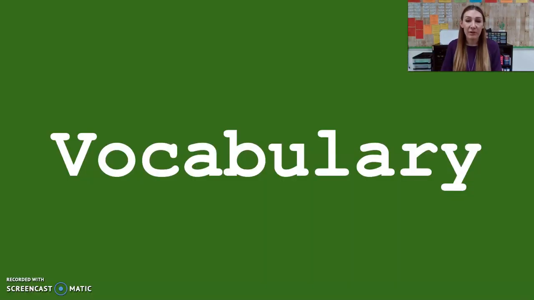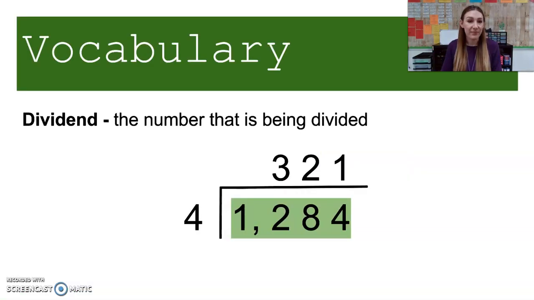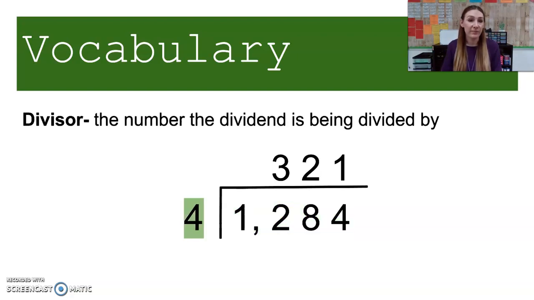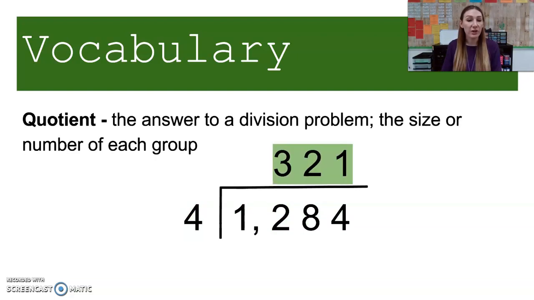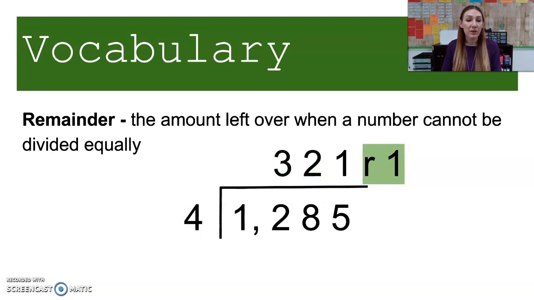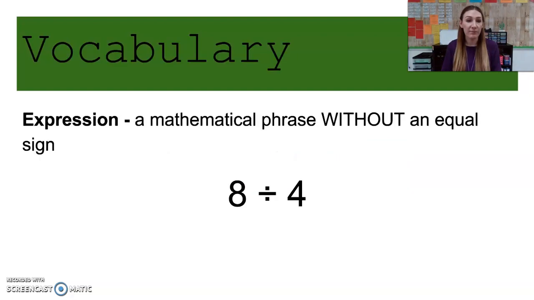Let's go over our vocabulary for today's lesson. A dividend is the number that is being divided. So remember, dividend, divide in. Divisor is the number the dividend is being divided by. Quotient is the answer to a division problem, the size or number of each group. Remainder is the amount left over when a number cannot be divided equally.